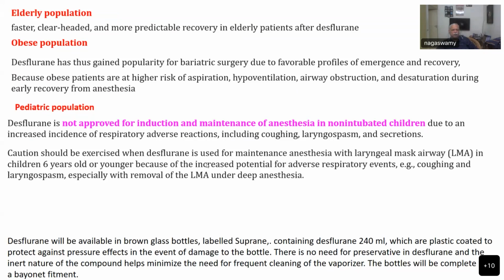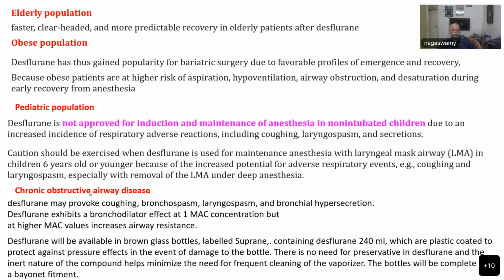Caution should be exercised when Desflurane is used for maintenance with a laryngeal mask. In children older than 6 years, coughing and breath holding can happen, whereas in adults it is much less. And especially if you have used an opioid like fentanyl, then you can get away with this problem. In COPD patients, it may provoke coughing, bronchospasm, laryngospasm, and bronchial hypersecretion. But it exhibits a bronchodilator effect at 1 MAC concentration, but at higher MAC values it increases airway resistance.